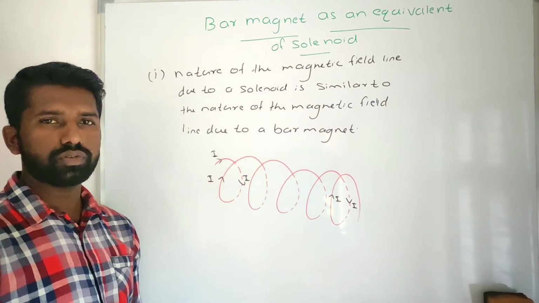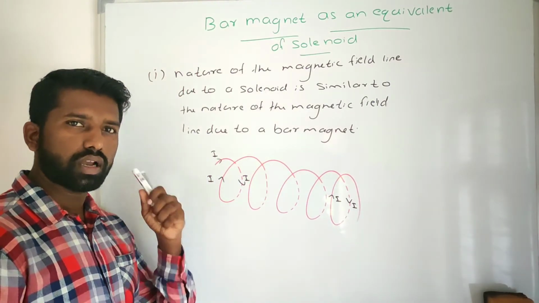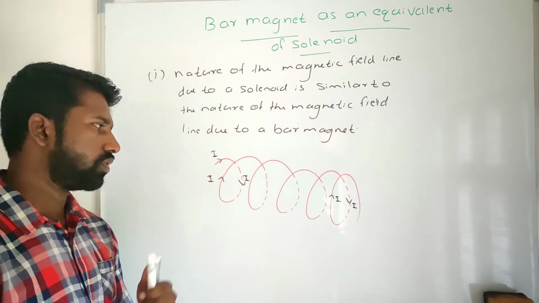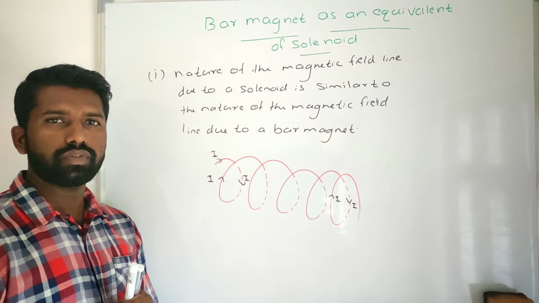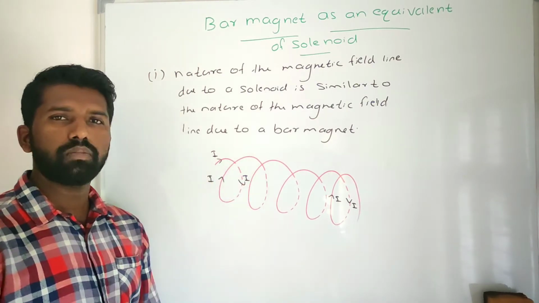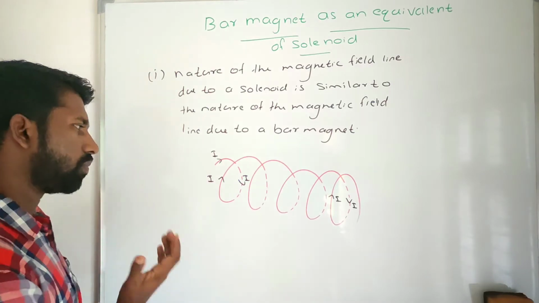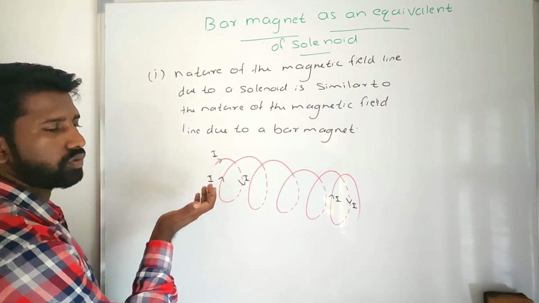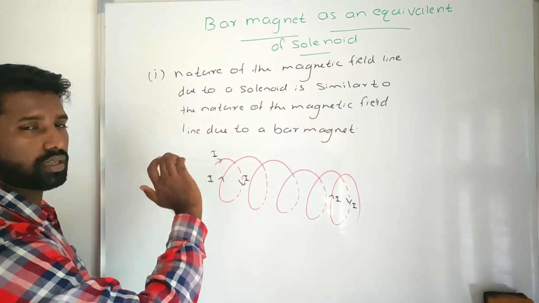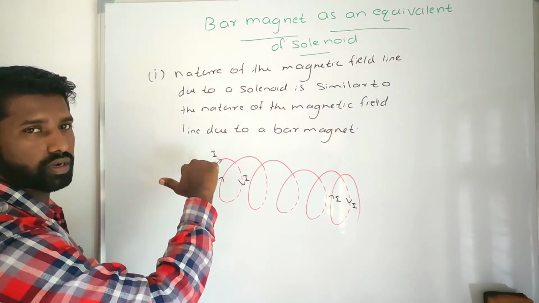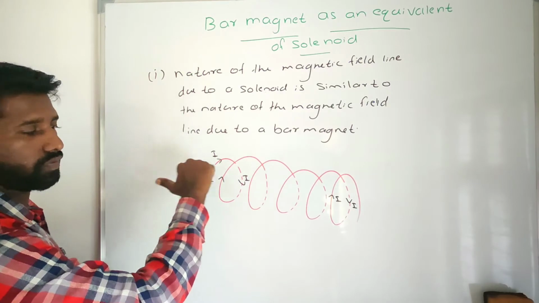When the current flows, one end of the solenoid acts like a north pole and the other acts like a south pole. The direction of the magnetic field can be found out by the right hand rule. How will you apply the right hand rule? Curl your fingers, that means the right hand fingers curl in the direction of current, then the thumb gives the magnetic field direction.